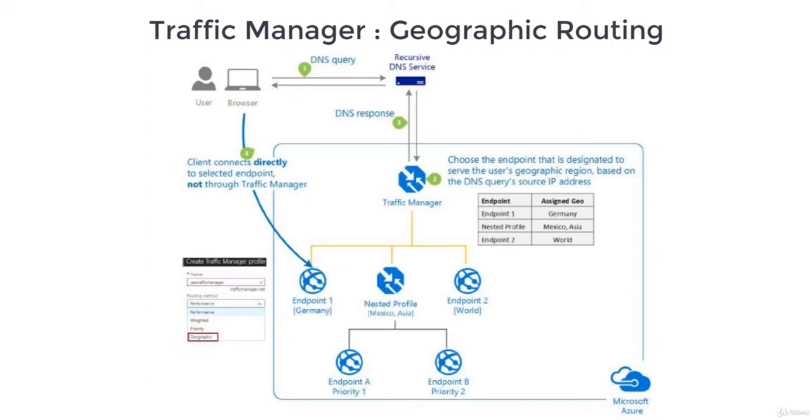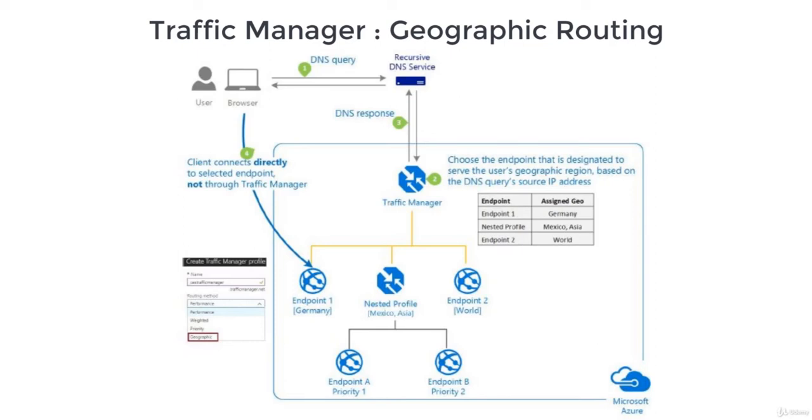Your routing can be done based on entire world or a particular continent like Europe, Middle East, or Asia, or the routing can also be done based on a country. For example, you may want the traffic originated from Middle East to go to, let's say, endpoint 2 in this case. Traffic originated from Europe must go to Germany.